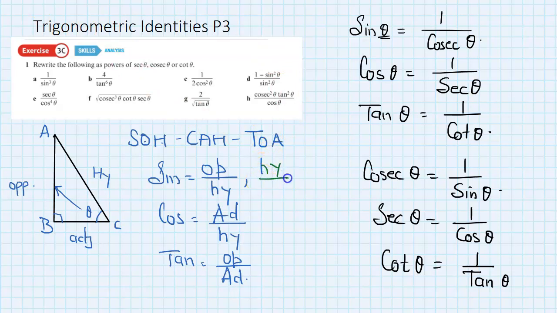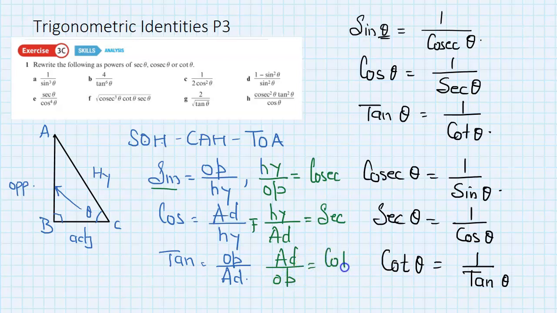Now if we have a ratio which is hypotenuse over opposite, this ratio is called cosec. If we have a ratio hypotenuse over adjacent, this we call a sec ratio. And if we have any ratio which is adjacent over opposite, this is called cot.